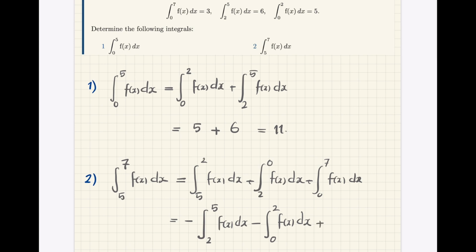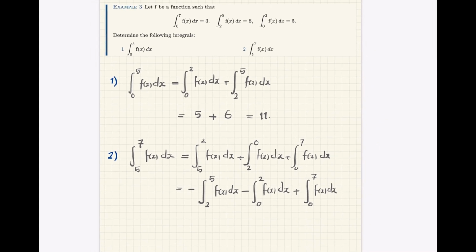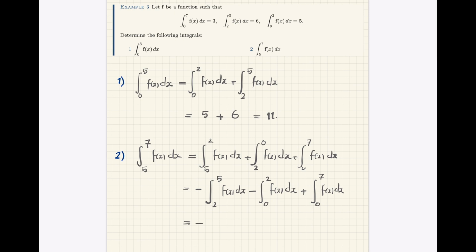But I don't need to change anything for the next one, so I keep it as it is. Yes? And now, if you see, I have a negative sign. This integral is directly given in the problem. It is 6, so this becomes minus 6. And then the integral from 0 to 2 is given to be 5. I have a negative sign behind that, so it is negative 5.